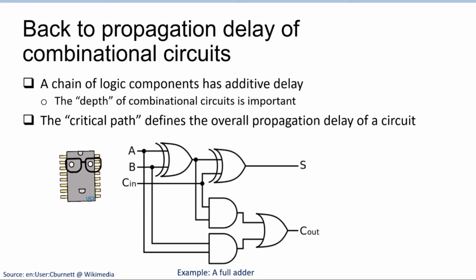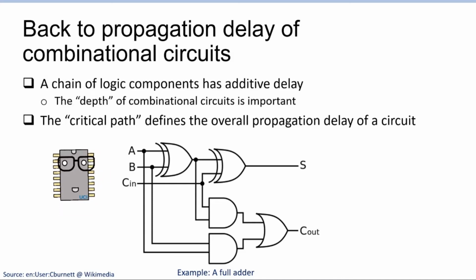So from a macro level, the chain of logic components has additive delay, which means the quote-unquote depth of combinational circuits is important. If we can represent this same computation where one path has 3 logic components going through it, as opposed to say 2 logic components, then the depth is deeper. And it might have a higher additive delay because it's going through more components, more gates. That's not always true because, as you've seen before, the delay of different types of components can be different. So it becomes a slightly more complicated optimization problem. But as a rule of thumb, shallower circuits have lower propagation delay as opposed to deeper circuits.